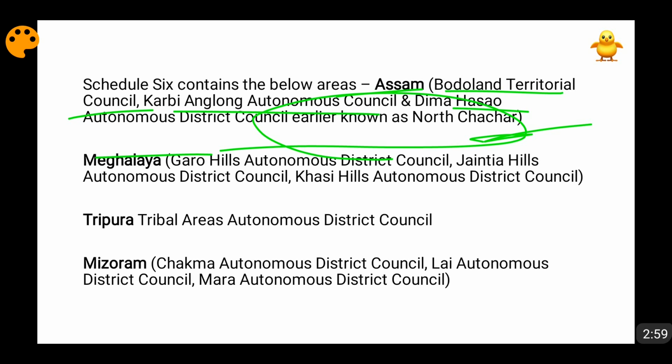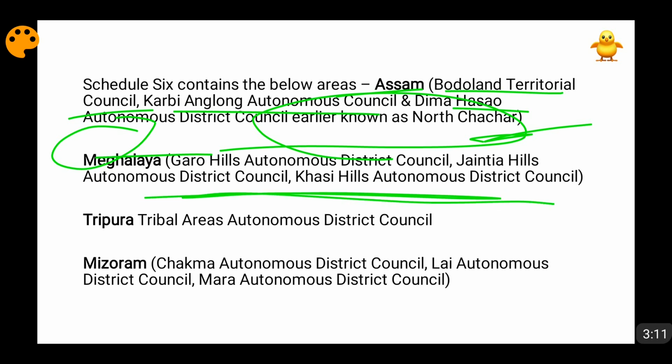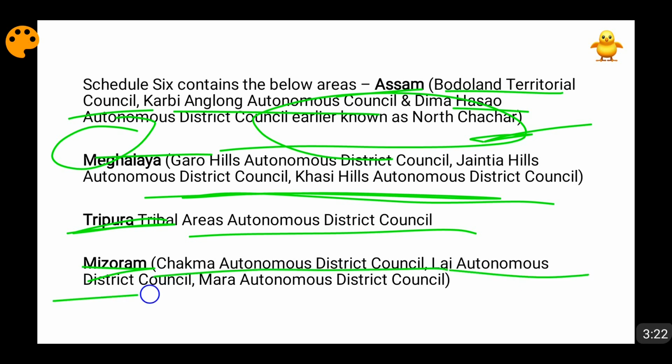When we talk about Meghalaya, the 3 areas coming under Meghalaya are Garo Hills Autonomous District Council, Jaintia Hills Autonomous District Council, and Khasi Hills Autonomous District Council. In Tripura will be the Tripura Areas Autonomous District Council, friends. In Mizoram, there are 3 areas. First is the Chakma Autonomous District Council, then Lai Autonomous District Council, then Mara Autonomous District Council. That is Chakma, Lai and Mara. So these are the councils which come under 4 different states: Assam, Meghalaya, Tripura and Mizoram, friends.